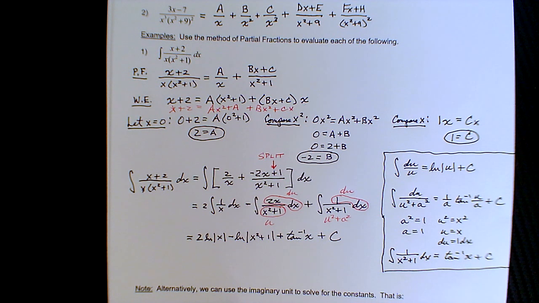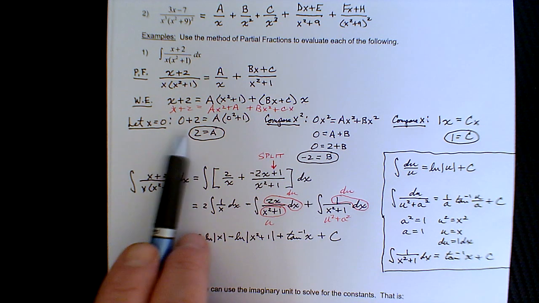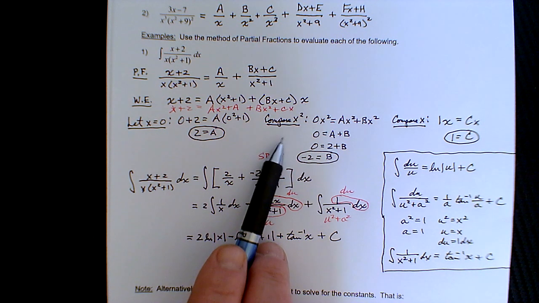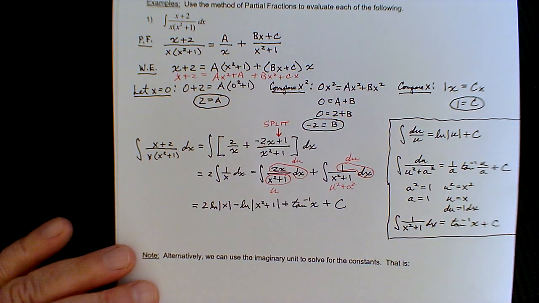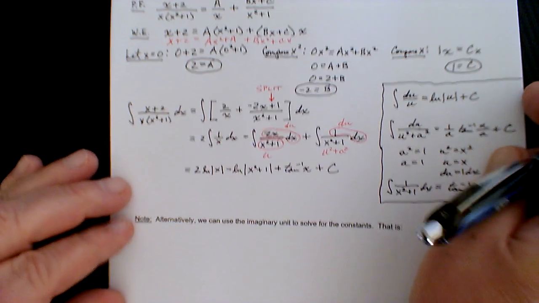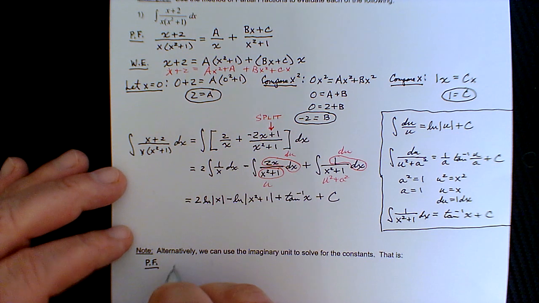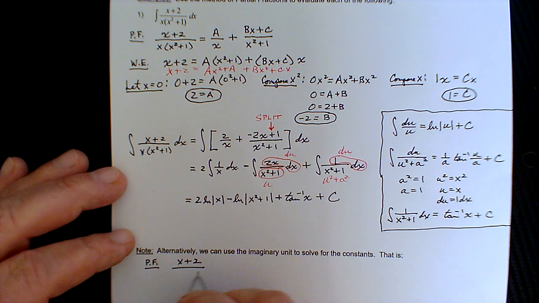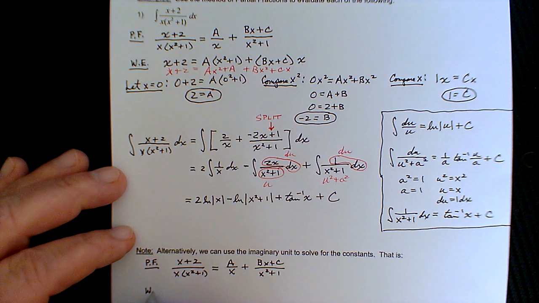And one other thing to mention about this particular problem: when we got to the working equation, we used the elimination method and then the comparison method. But there is one other way to solve for the constants. You go through the same process to begin with. You form the partial fraction decomposition, which is the same thing: a over x, plus bx plus c over x squared plus 1. You'd get the working equation.